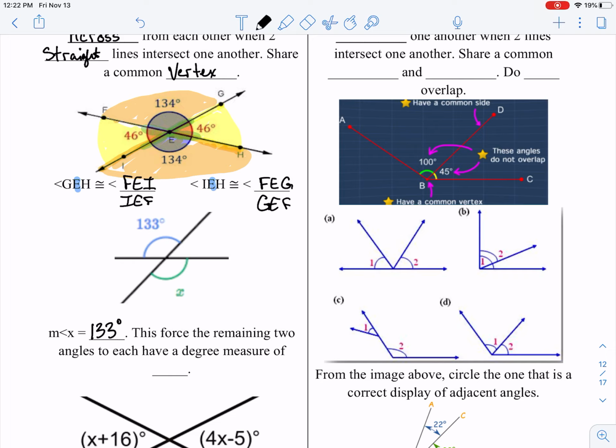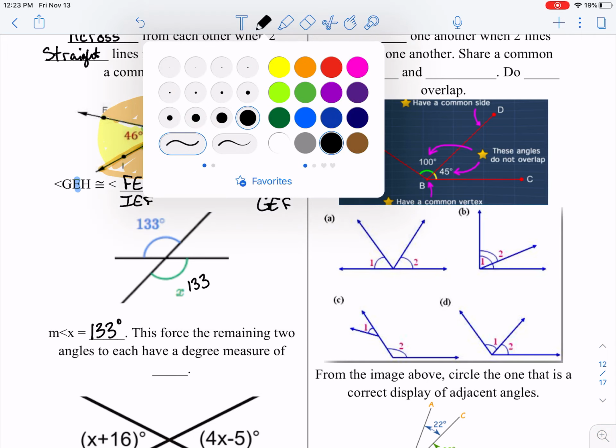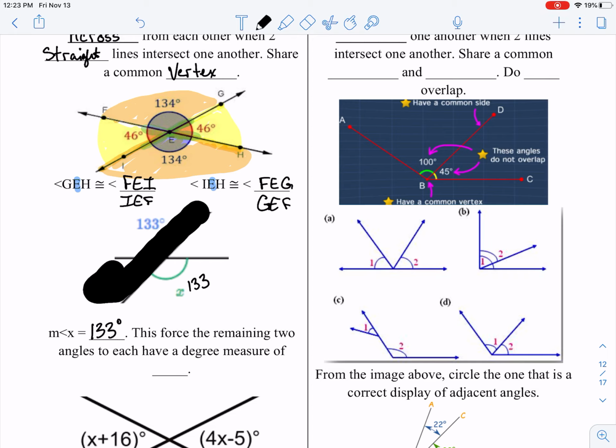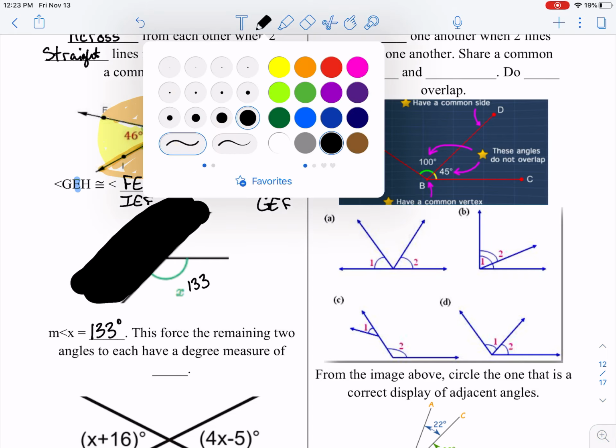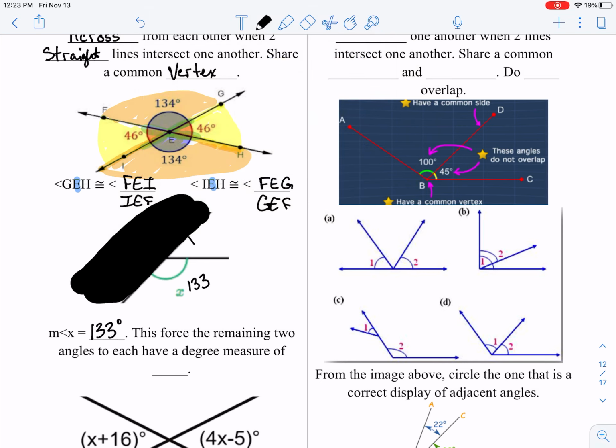This forces the remaining two angles each to have a degree measure of blah. Now you can do this one or two ways. You can either imagine that you don't know anything about this and you're just trying to find that angle. Well, this right here is a straight line. So you can say 133 plus blank is equal to 180, because remember, straight lines have an angle measure of 180 degrees, thus being supplementary.